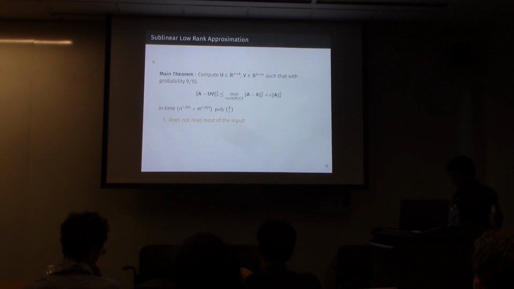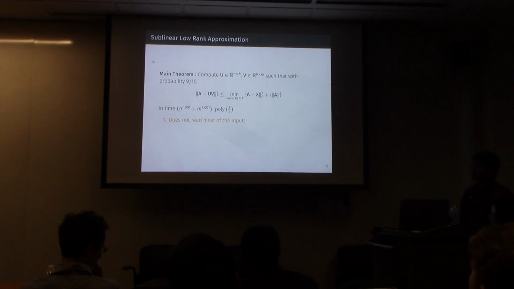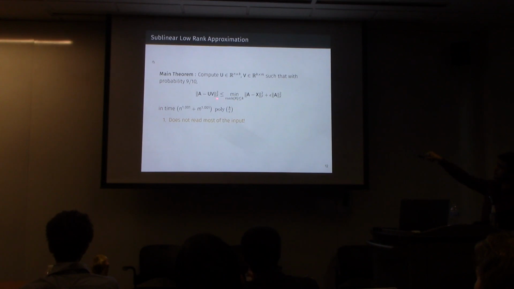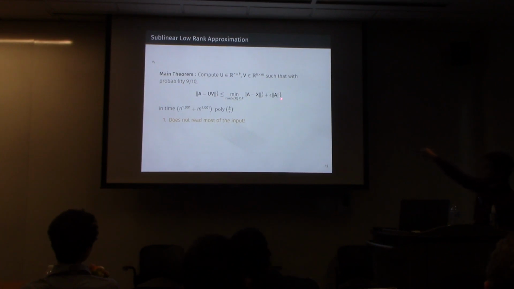Okay. Now this is what we proved. This is the main result. What we prove here is that given a distance matrix A, you know that A is a distance matrix now, you can compute two matrices U and V such that the inner dimension is k, which means U times V is rank k, such that the error is at most opt plus this additive error term, which is epsilon times the Frobenius norm of A.